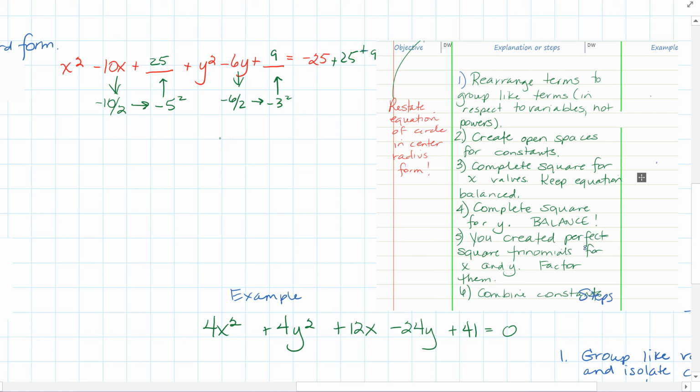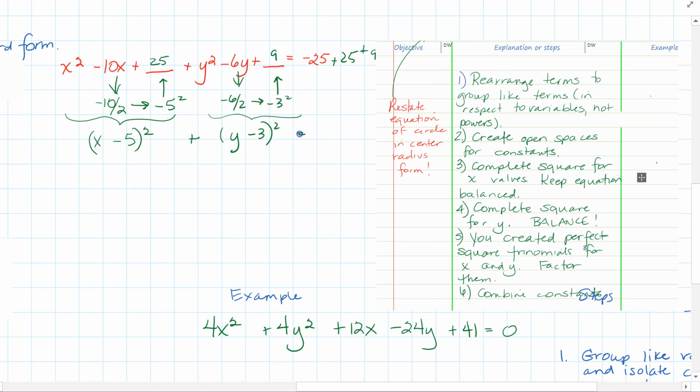Now what I just did was create these perfect square trinomials. Now I just need to factor them. And this is why I do the square, because it gives me the terms there. X minus 5 quantity squared plus, don't forget to put that plus in, some people do, y minus 3 quantity squared.